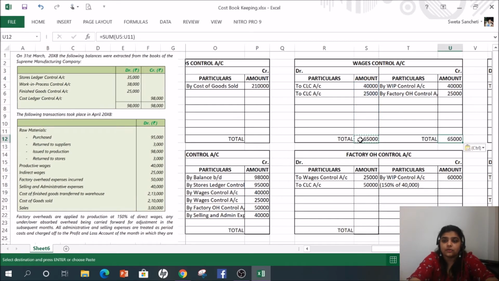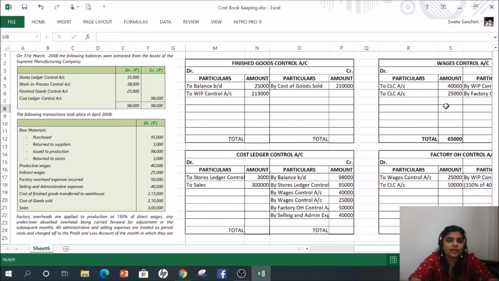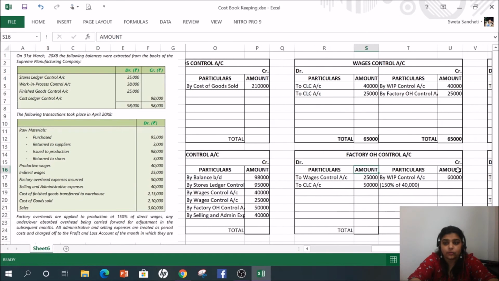65, here also 65, it automatically closes. So this account is closed. Next is we got prime cost. After prime cost, add factory overheads. So let us close our factory overheads. Now in our factory overheads, the actual expenses are 75,000, whereas the absorption is 60.